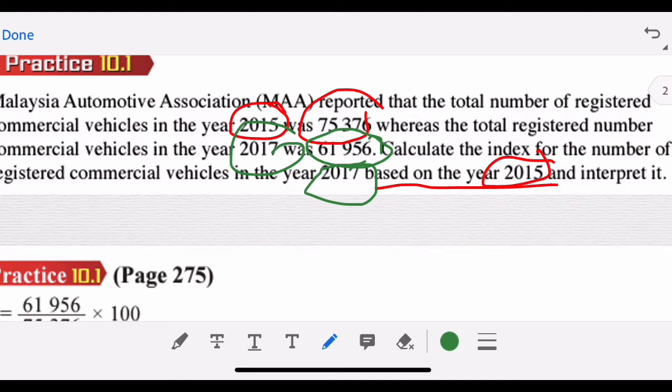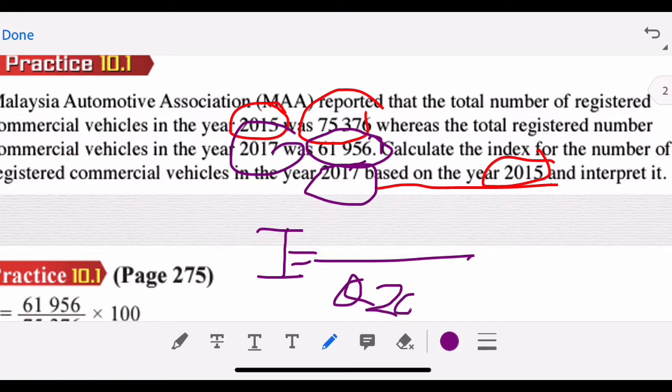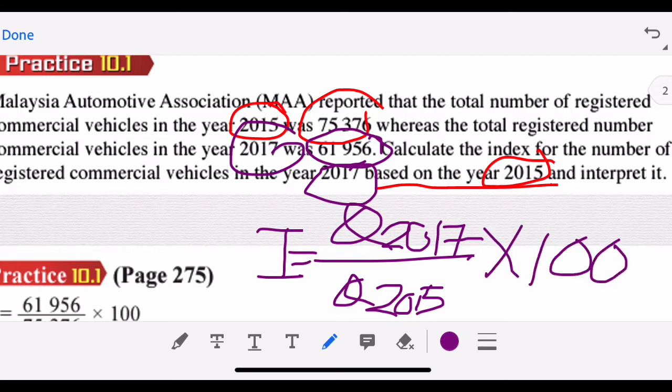So the index number is very simple. How you do it is you just compare the quantity for the base year, which is 2015. This is the base year. Okay, base year is always at the denominator and the specific year is always at the numerator, right? So the Q for the specific year will be 2017. All these are up to the question to decide. So the question says which year is the base year, we just divide by that year, okay? And we always multiply by 100.